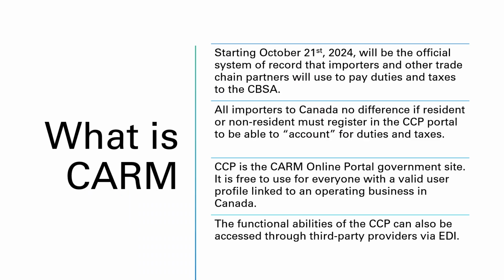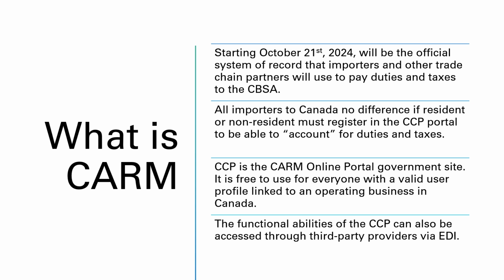So what is CARM? Starting October 21st of this year, 2024, it will become the official system of record that all importers and other trade chain partners will need to use to pay duties and taxes to the CBSA. All importers to Canada, no matter if they're residents or non-residents, must register in the portal to be able to account for duties and taxes.